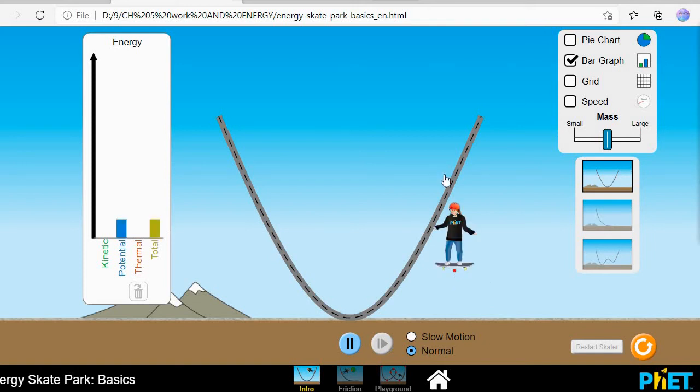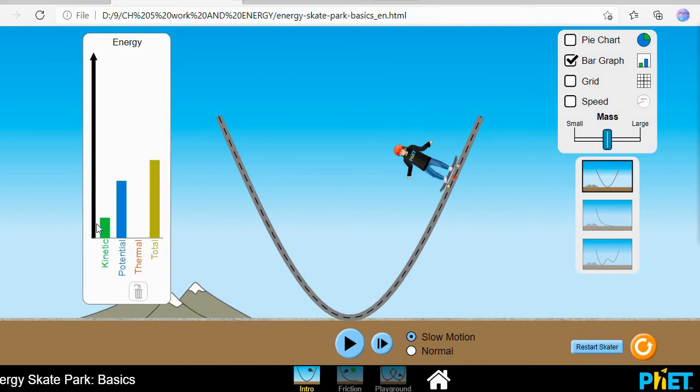Start here. Can you see that, guys? Now we have potential energy and the total energy is the same, and the kinetic energy is zero. Here the total amount is the same for all of them. It means mechanical energy equals potential plus kinetic energy, and most of the time kinetic and potential energy are opposite to each other. Potential energy increases, kinetic energy decreases, and like that.